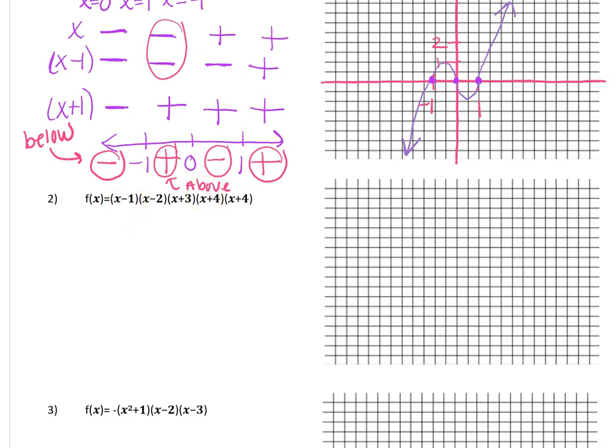So if we look at our zeros here, it's 1, 2, -3, and we get -4 twice. Okay, so that's a multiplicity of 2.